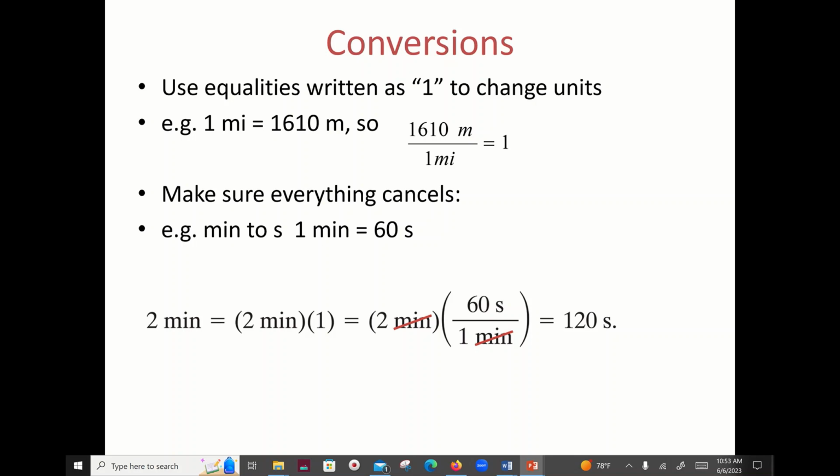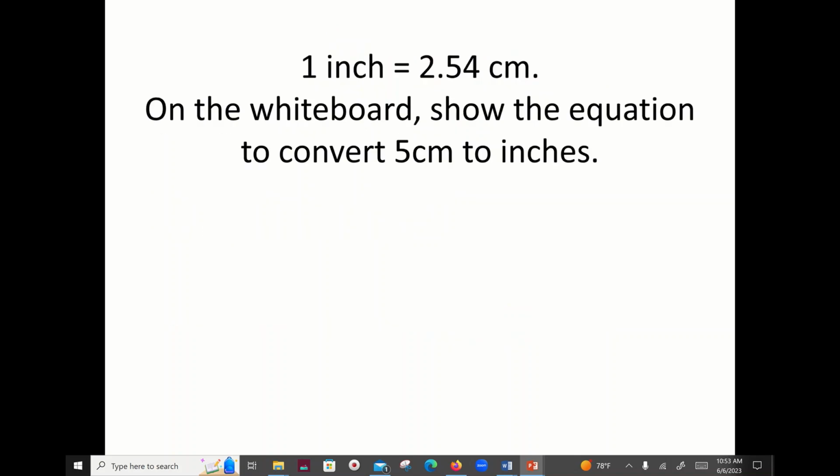So if I do this numerically now, my minutes have canceled out. The units I have left is seconds. So 2 minutes times 60 seconds divided by 1 minute, I'm left with 120 seconds. So pause the video for a second, and before I do the solution, try and figure out, based on the fact that 1 inch is 2.54 centimeters, how would you convert 5 centimeters into inches?